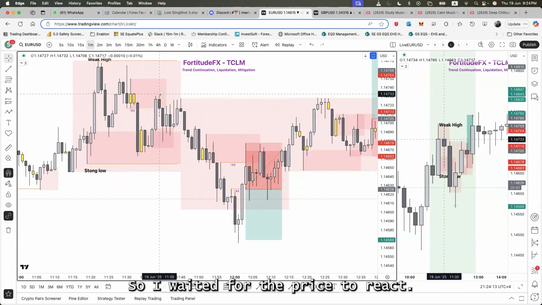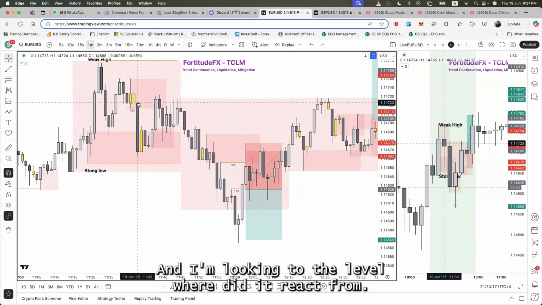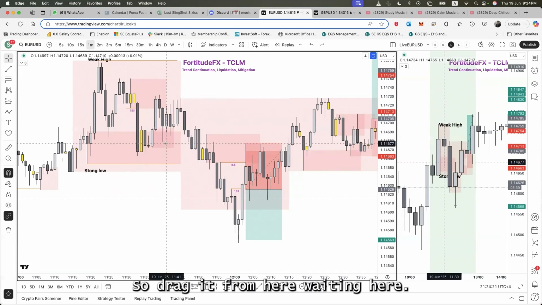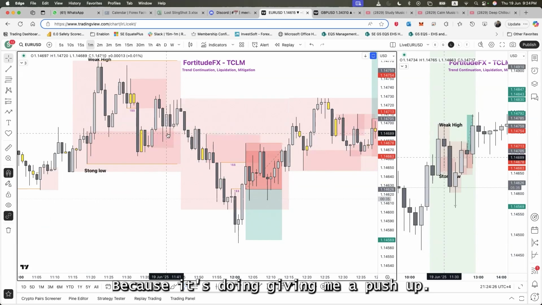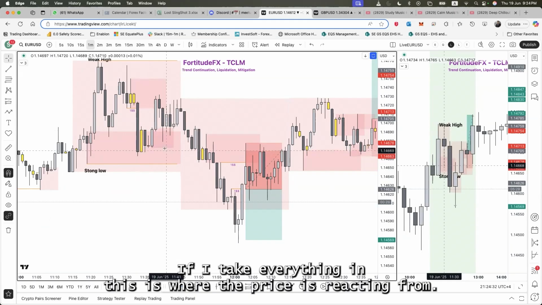Coming back to this, so I waited for the price to react. The price reacted pretty nicely, and I'm looking at the level. Where did it react from? So it was a pullback, and then it pushed out. So it reacted from here. Waiting here. So where did the price react from here? Because it's giving me a push up. Look back. Yes, there is a clear order block. So this is the demand. If I take everything in, this is where the price is reacting from.